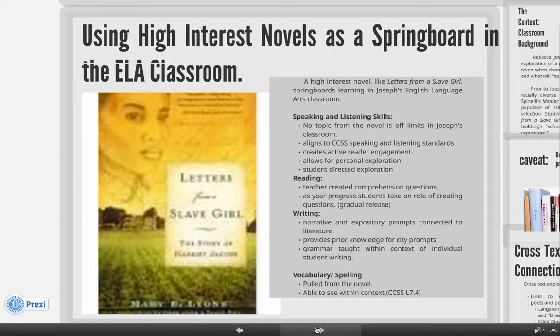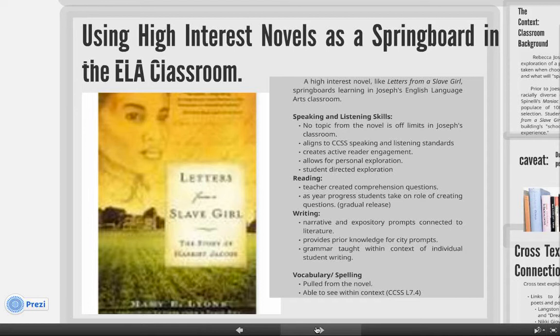Reading. Joseph created comprehension questions that were guides for the students as they were reading. As the year progresses, students take on the role of creating the questions, so there's this idea of gradual release and greater ownership in the students.